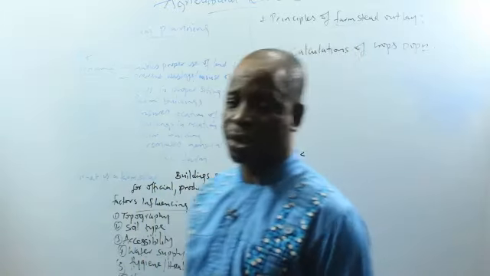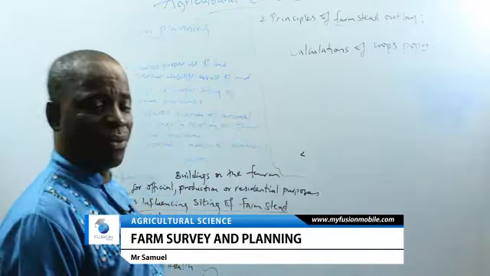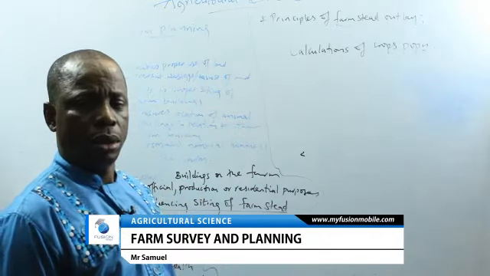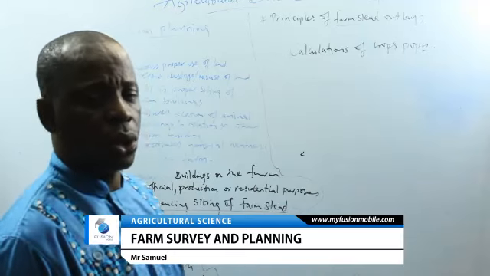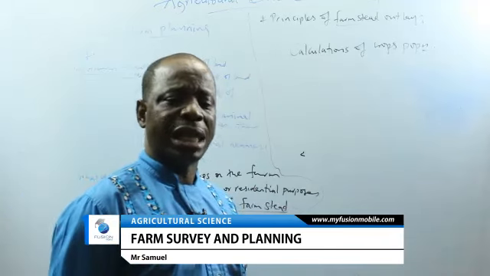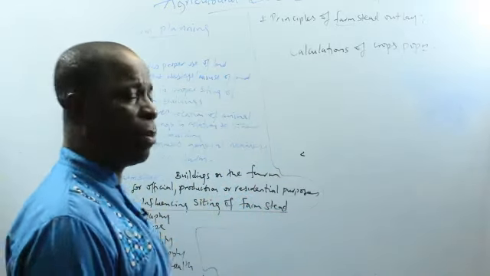Now, what is the importance of farm survey or farm planning? Number one, it enables proper use of the farmland. Number two, it prevents any form of wastage or misuse of the land. It does not allow you to make mistakes, because you have planned the way you put something on ground before you go ahead to put it on ground. Number three, it helps in proper siting of farm buildings.